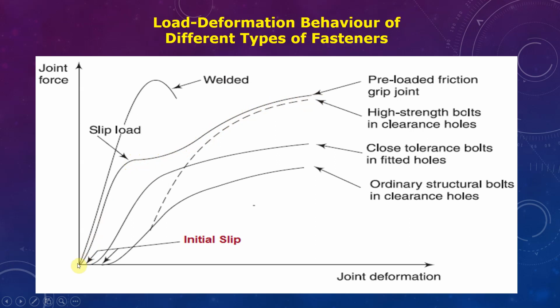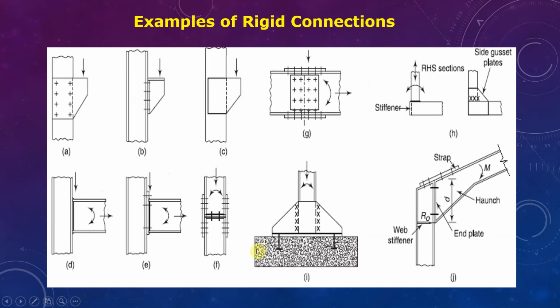But when you think about a welded joint, its efficiency is higher. Joint resistance of the connection will be very high as compared to the joint rotation. So rotation will be less and it will resist more load. So it is a more efficient connection. So welding will be considered as a more efficient fastener for connecting the different members in a steel structure.